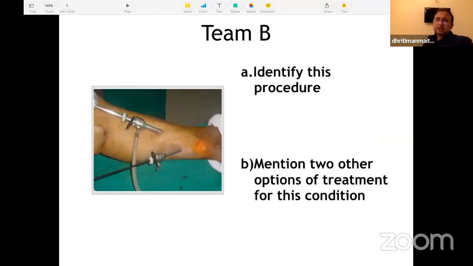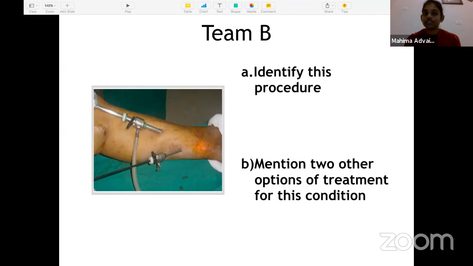Moving on to Mahima. This is the leg of a patient. Identify this procedure. Mention two other options of treatment for this condition, surgical or non-surgical. Sir, radio frequency ablation of varicose veins. And the two other options is, one is the conventional Trendelenburg operation, which is the stripping. And instead of radio frequency, you can also instill chemicals. So it can be chemical ablation as well.